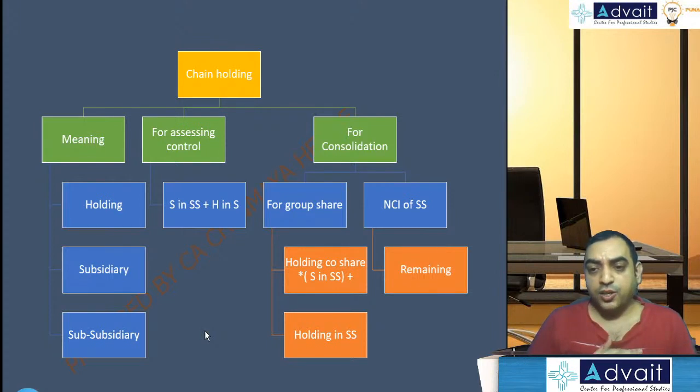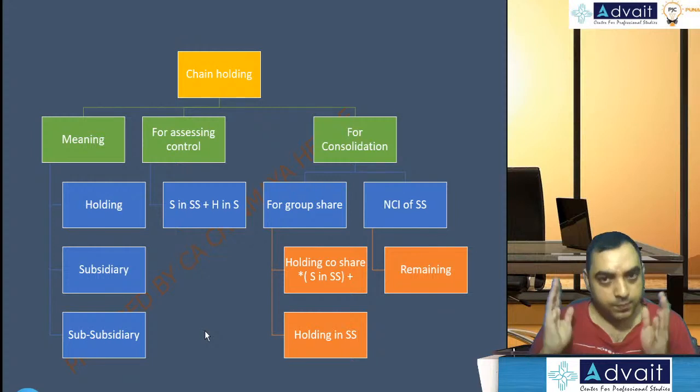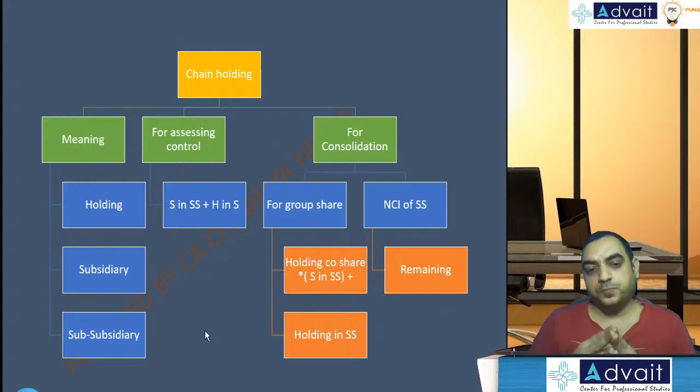Ruchi Jain is asking, control is there even if it is less than 50%, can it be assumed? Yes, that's what I'm telling. You have to look at the circumstances. It may be, may not be, but in this case, for exam purposes, assume there is control.